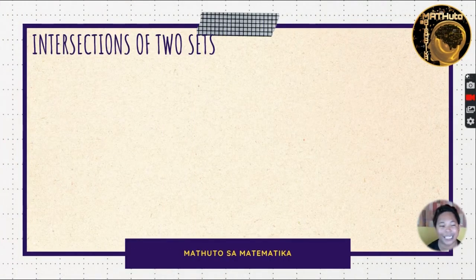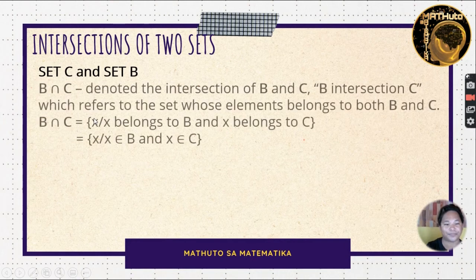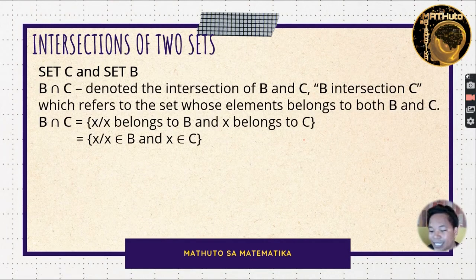Let's proceed now to the intersection of two sets. Set C and B. So yung ating symbol naman ng intersection is inverted U po. So B intersection C rather, denotes the intersection of B and C. B intersection C refers to the set whose elements belong to both B and C. So we describe this in rule method using x such that x belongs to B and x belongs to C.